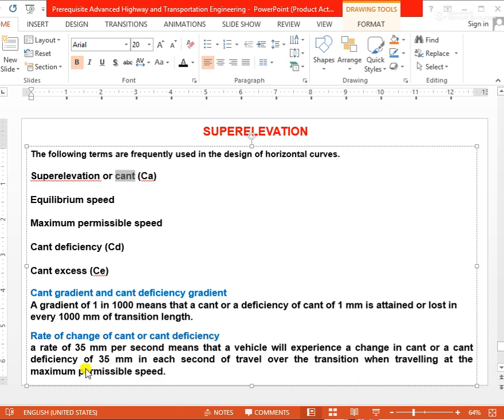on the transition part, that is the cant is increasing or cant is decreasing, and this is actual provided, that is suppose 1 mm is attained or lost in every 1000 mm of transition length. This is the cant gradient, cant deficiency gradient, and this rate is involved with second or time.